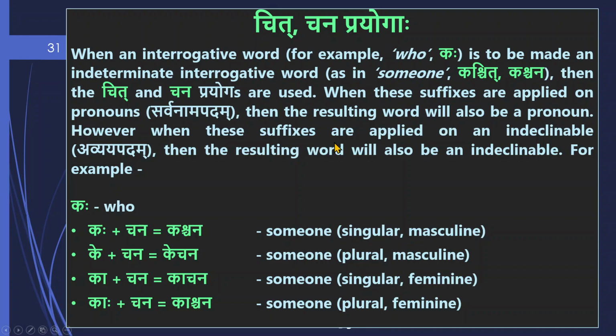However, when the suffixes are applied on an indeclinable, avyaya padam, then the resulting word will also be an indeclinable or avyaya. Some examples are kaha is who, kaha plus chana is kaschana, someone, singular, masculine. K plus chana is kechana, someone, plural, masculine. Ka plus chana is kachana, someone, singular, feminine. Kaha plus chana is kaschana, someone, plural, feminine.